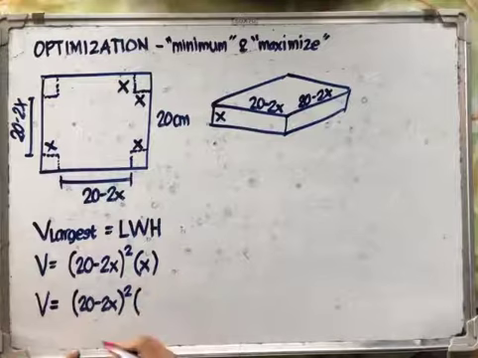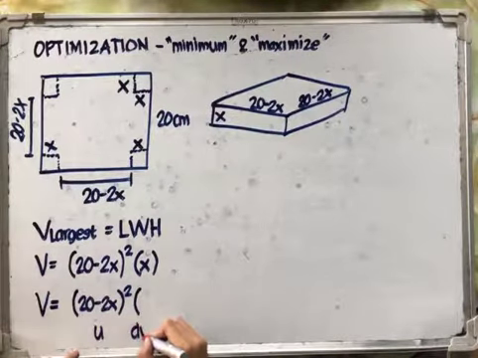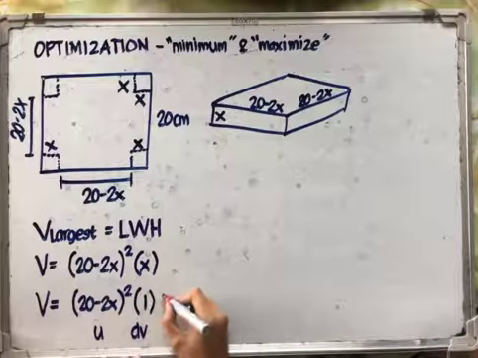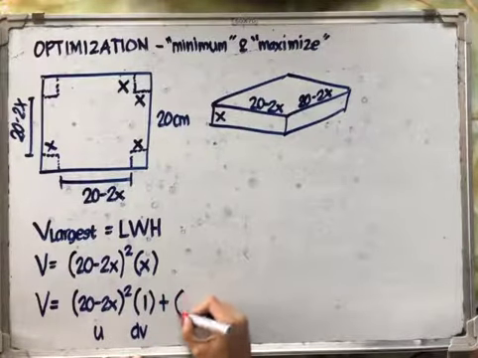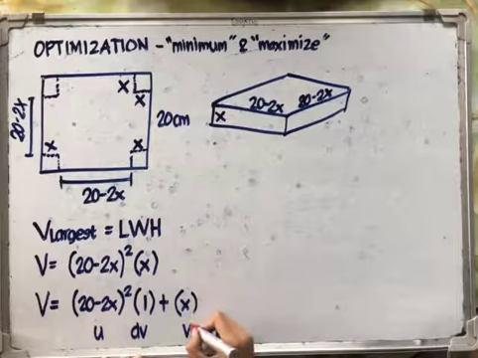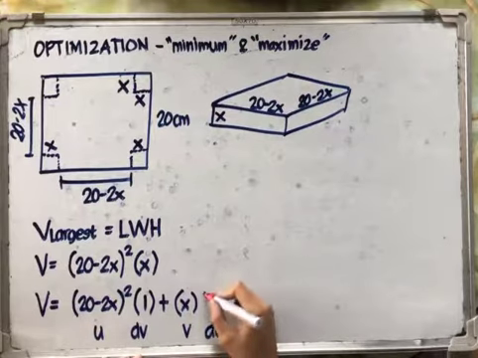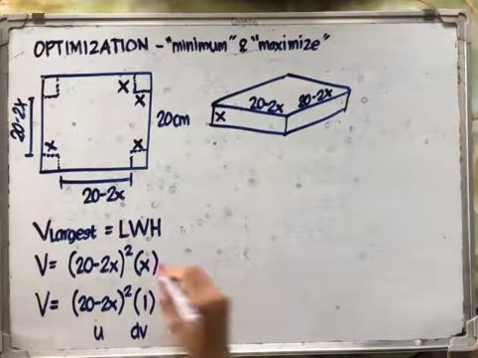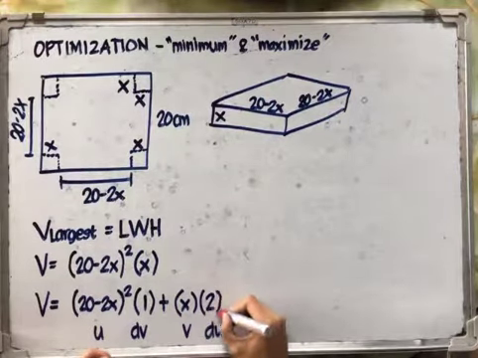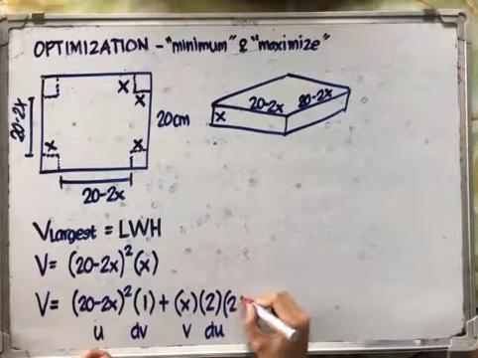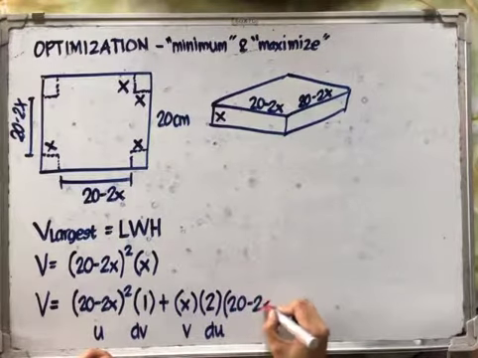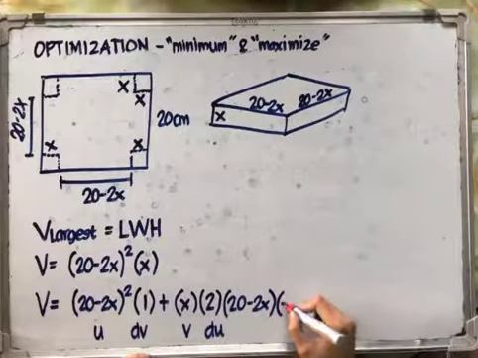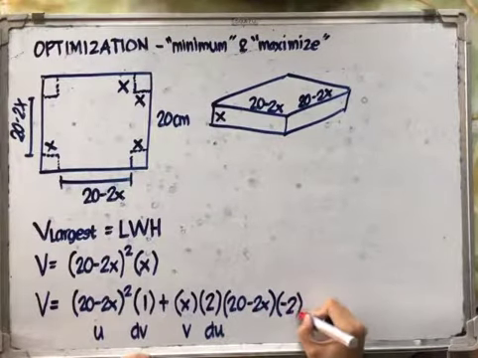So that's 20 minus 2x squared. U, that's U. Your dv is the derivative of this, which is 1, plus this 1. This is your v, and then we get our du. Du natin is applying the chain rule. So, dapat mag-chain rule ka dyan. You have 2, you have 20 minus 2x, and the derivative of what is inside this quantity, and that's negative 2.